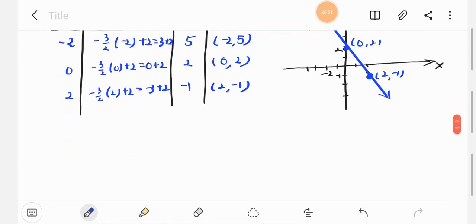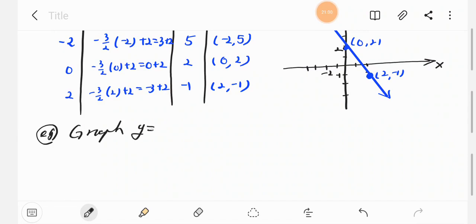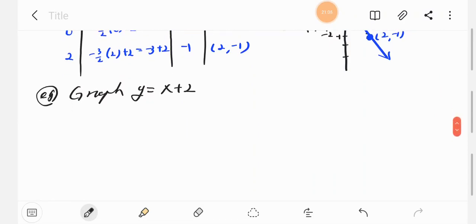All right, then can we graph this? Okay, let me write it here. So let's graph y equals x plus 2. You can use any x value. So why don't we use x as 0? If x equals 0, then what is y? 0 plus 2 is 2, right? Okay. What if x equals 1? If x equals 1, then y is 3, right? 3.